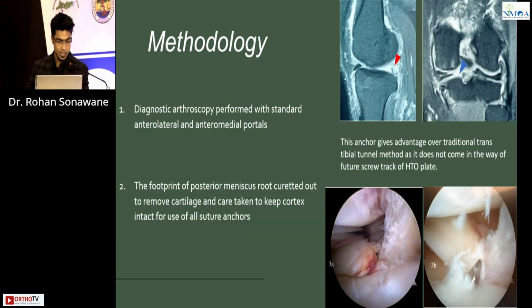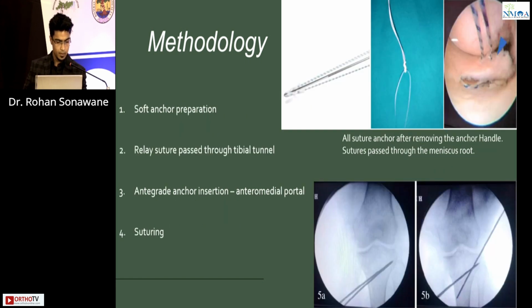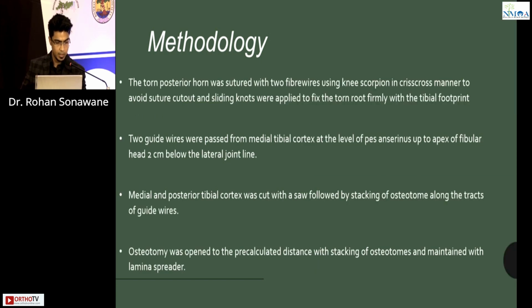The methodology: diagnostic arthroscopy was performed with standard anterolateral and anteromedial portals. The footprint of the posterior meniscus root was curetted to remove the cartilage, and care was taken to keep the cortex intact for use of all-suture anchors. The soft anchor was prepared. Relay sutures were passed through the tibial tunnel. Antegrade anchor insertion was done through the anteromedial portal, and then suturing of the posterior tibial.